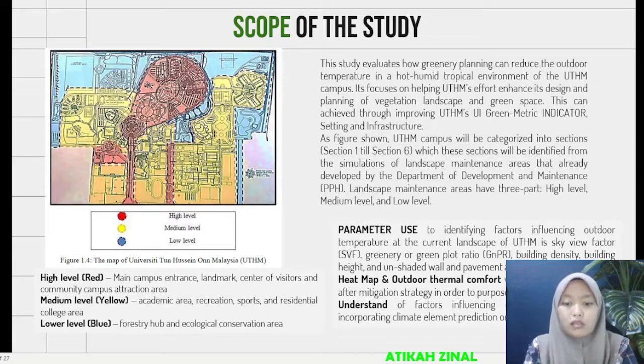Heat maps and outdoor thermal comfort will be analyzed before and after the mitigation strategy in order to propose a landscape model. Understand the factors influencing outdoor temperature by incorporating climate element prediction in planning and design.